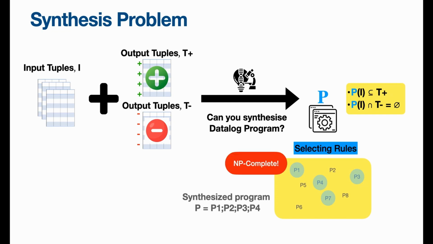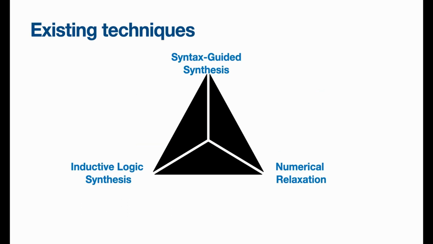And this is an NP-complete problem. I mean, you can imagine that it's a very combinatorial problem at its core. So picking the right subset such that you get a matching from the input to the output is a combinatorially hard problem. And there have been several existing techniques for Datalog synthesis. One of them is syntax-guided, which I'll talk about in detail a bit later.